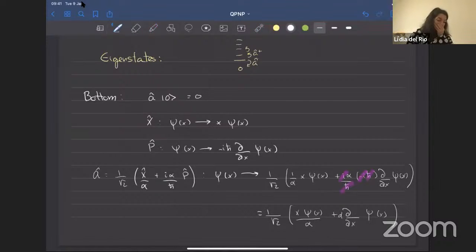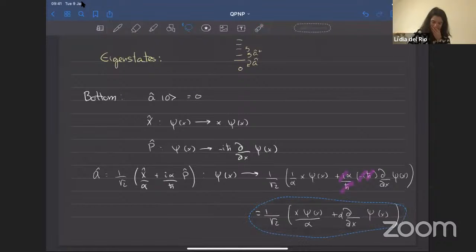Okay, so now we need to apply this to the wave function of the ground state. I'll just copy that thing here. New page.